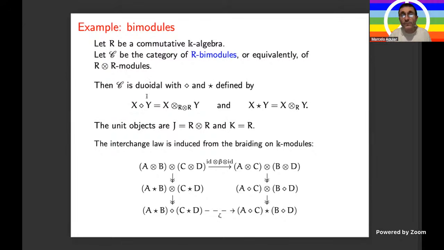So in that category of R-bimodules, there are two monoidal structures. First, you can tensor bimodules over R using the right module structure of X and the left module structure of Y. That gives rise to the star operation. This is naturally an R-bimodule because I have the left module structure of X and the right module structure of Y to still operate on.